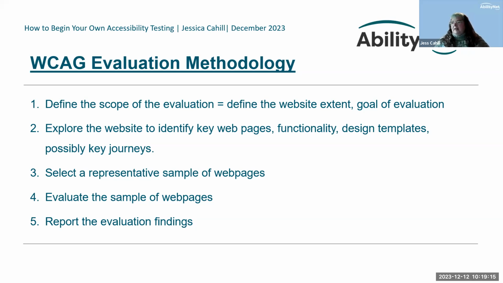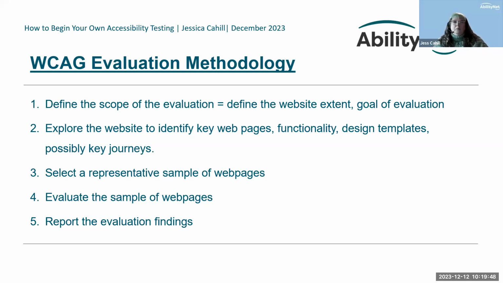Then you want to select a representative sample. For example, you might have different platforms that you're using. The back end is something different, the content management system is something different. You want to make sure that you're including representative samples from any of those, and that different types of templates are all represented. One website might actually have multiple domains or multiple platforms within it. And then you would go on to evaluate that sample of web pages and report the findings.